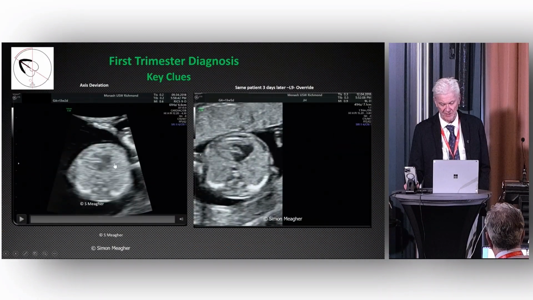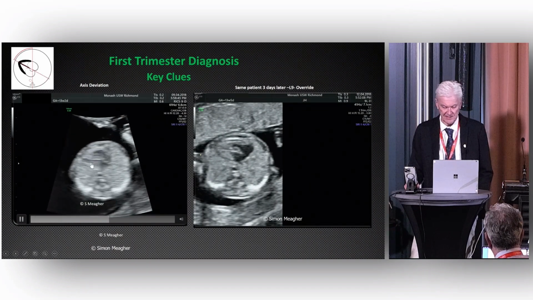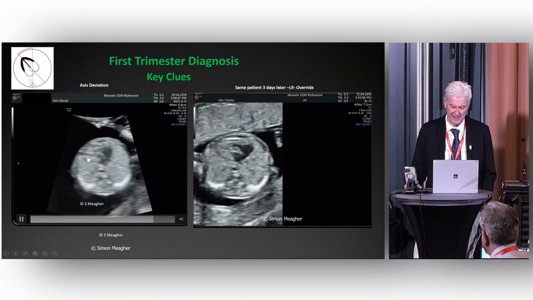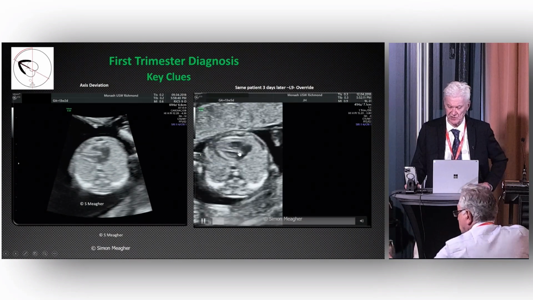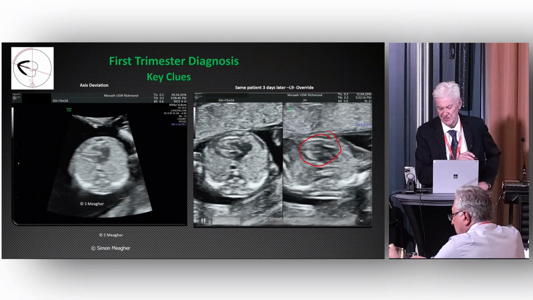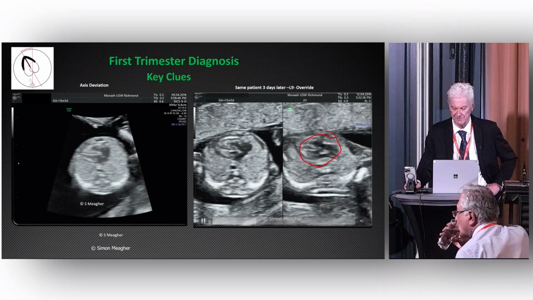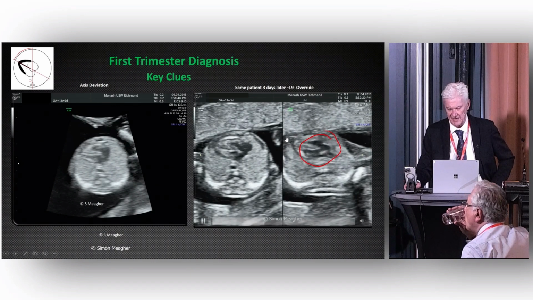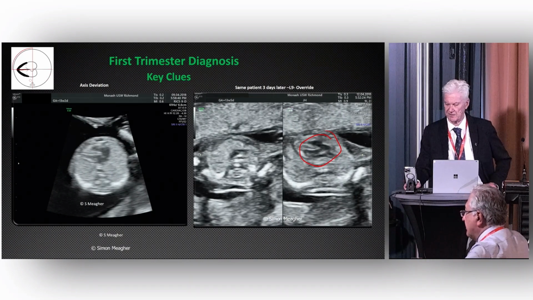How do you pick them up? Well, the point I made earlier on was you see axis deviation. So here is the heart lying on its side with the apex at 9 o'clock. And then you take out a high-frequency transducer, you rotate the probe 90 degrees, and when you look at the left ventricular outflow tract, you see the aorta sitting astride the ventricular septum in the fetus at 13 weeks and 5 days.